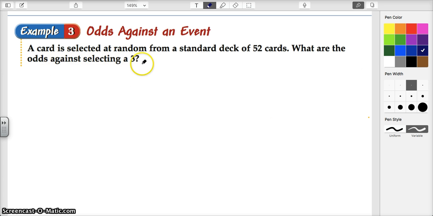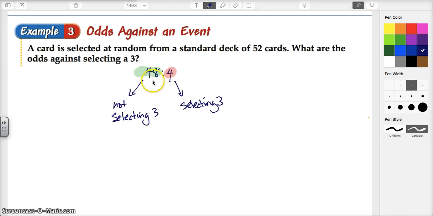So I'm concerned about not picking a 3. So I know that there are 52 cards and there are 4 threes. So that means there are 48 ways to not, right? 48 minus 4, 52 minus 4 gives me 48. So 48 ways of not selecting a 3 and 4 ways of selecting a 3. So again, the 48 refers to the number of different cards that are not 3, and 4 refers to the number of cards that are 3.